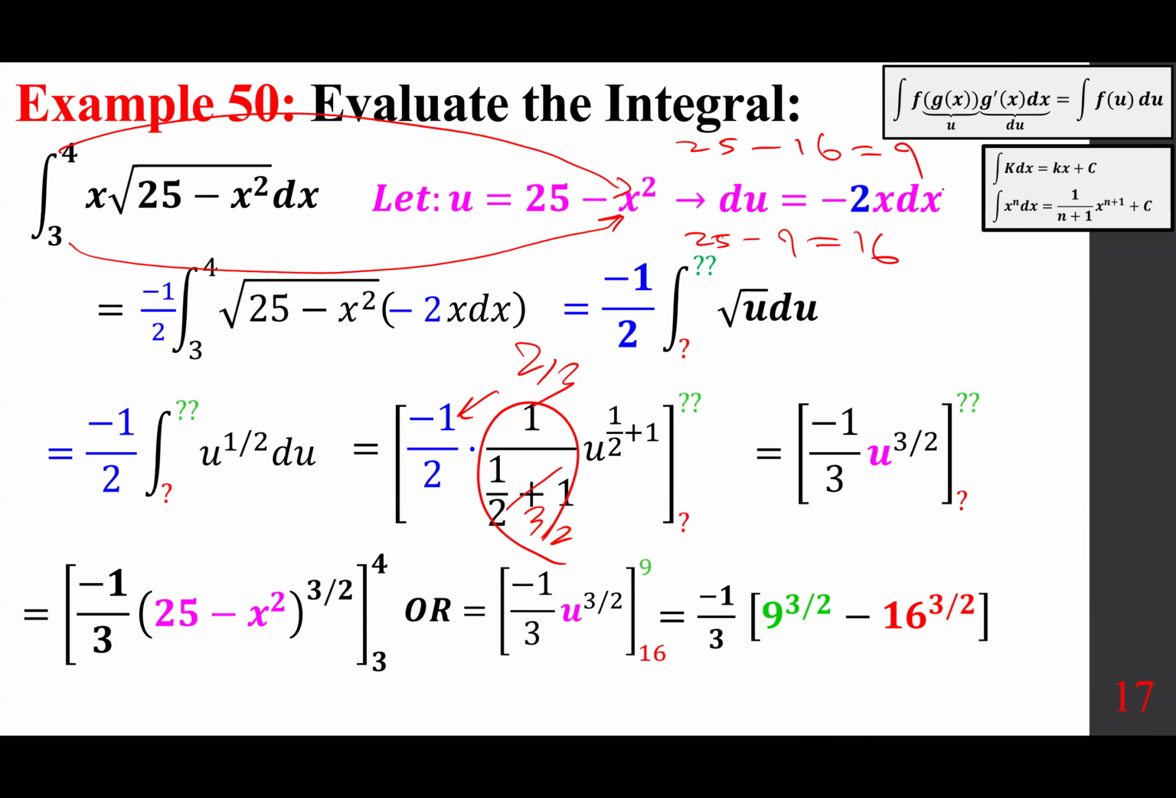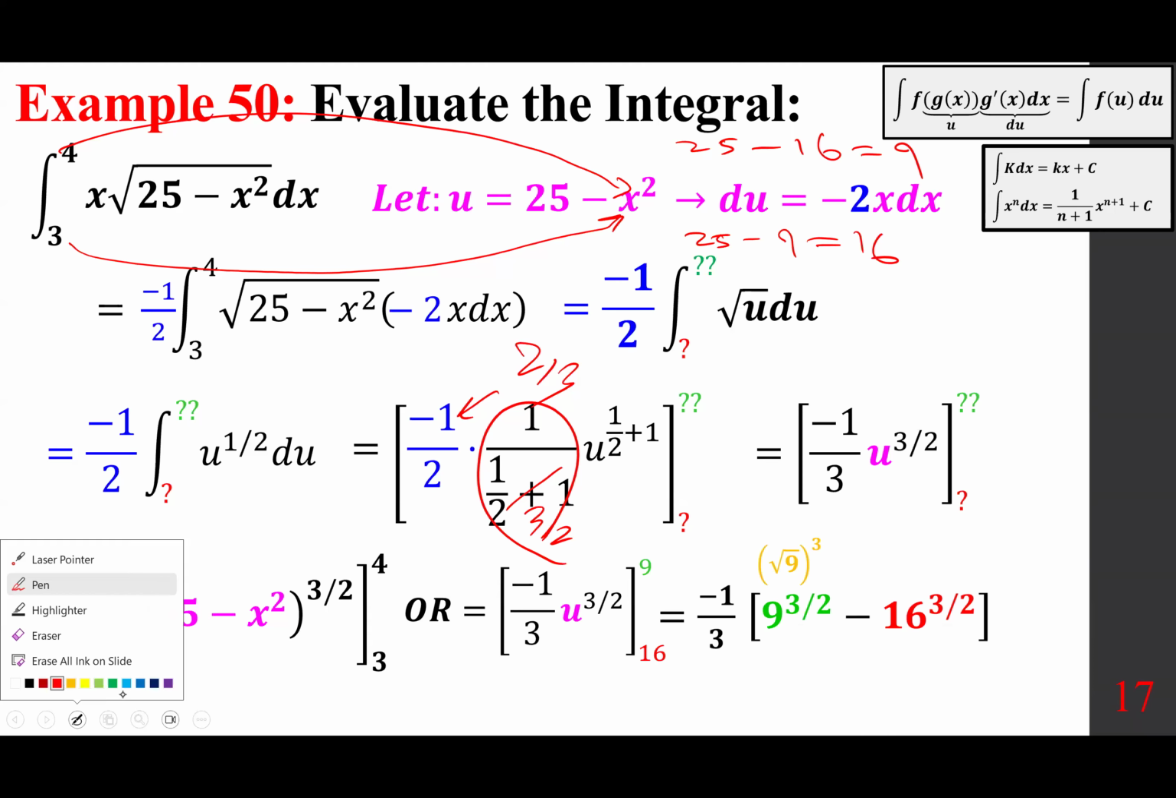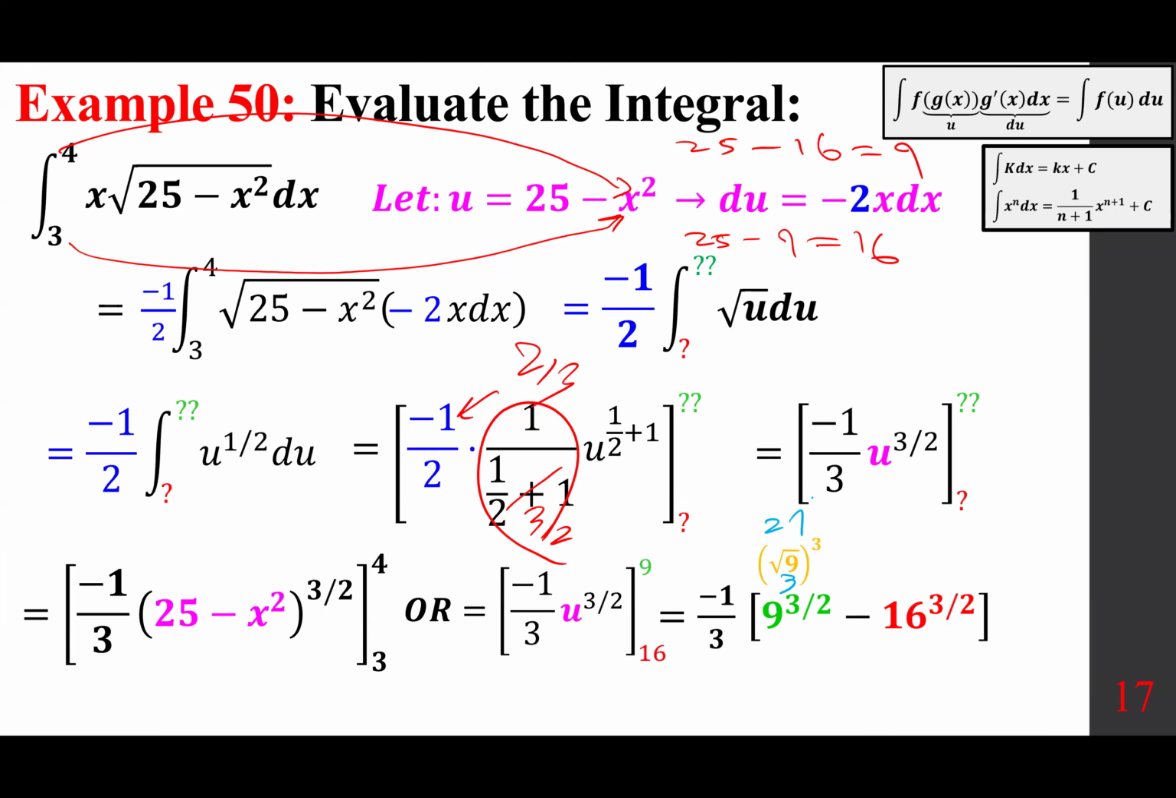Plug in, evaluate. This is the square root of 9, which is 3. Cubed is 27. This is 4. Cubed is 64. Their difference is negative 37, and their product is positive 37/3.